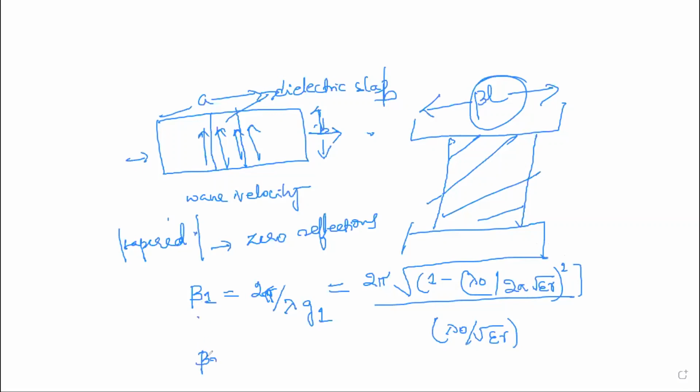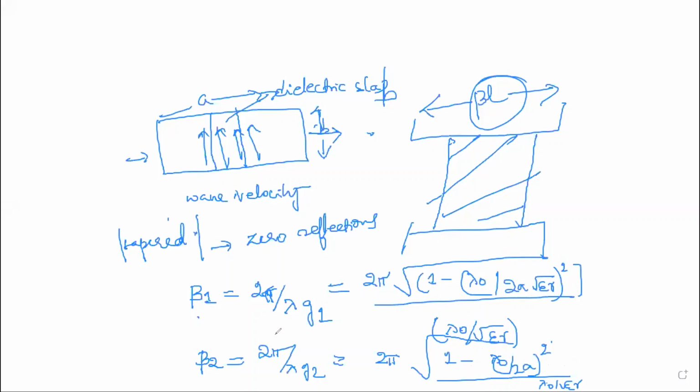Similarly, for port 2, beta 2 is 2 pi by lambda g2, which is equal to the same kind of equation: 2 pi square root of 1 minus (lambda naught divided by 2a) whole squared, divided by lambda naught. So these are the two equations. Again, there is no derivation, so you have to remember them by heart.